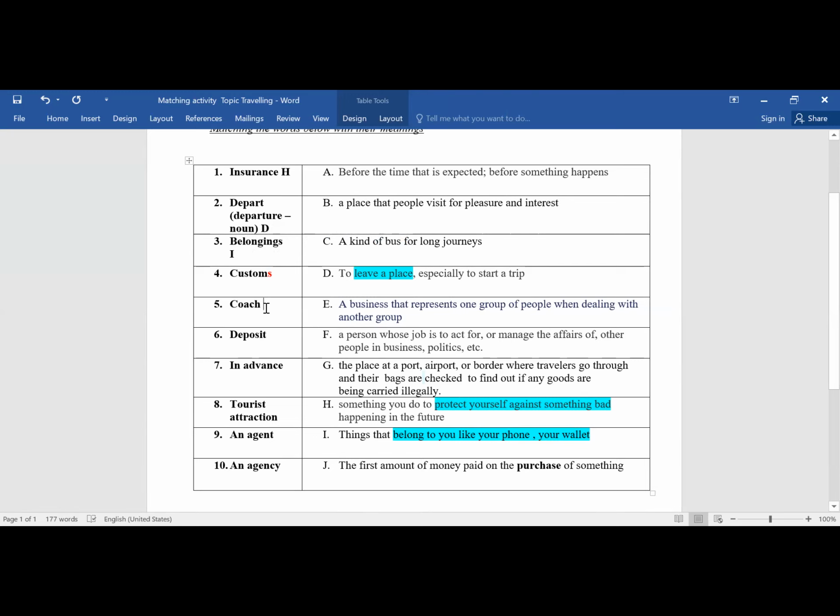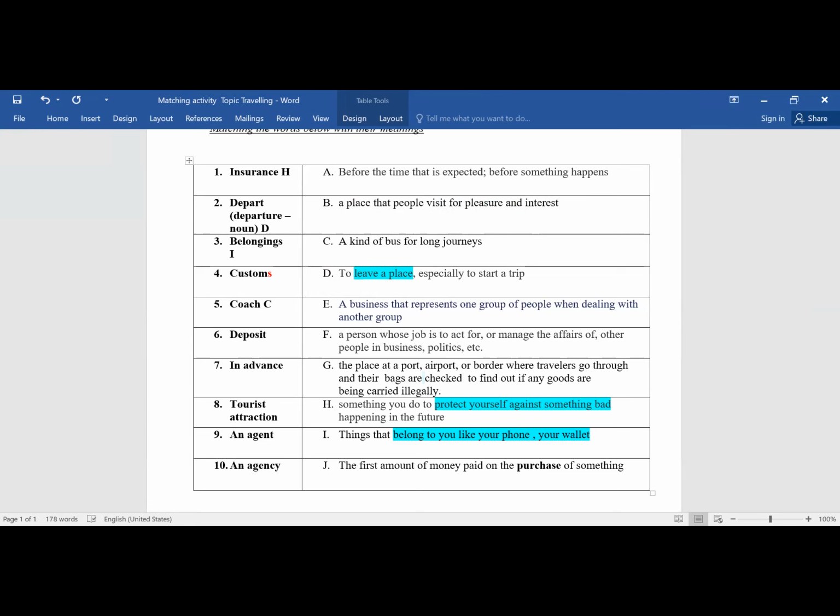A coach, yeah, I know that this has different meanings. A coach can be a trainer, a person who trains you in sports, but here we're talking about traveling. It's a kind of bus for long journeys. Exactly, thank you. Correct. Now everybody, a coach is a kind of bus, but what is the difference between a bus and a coach?